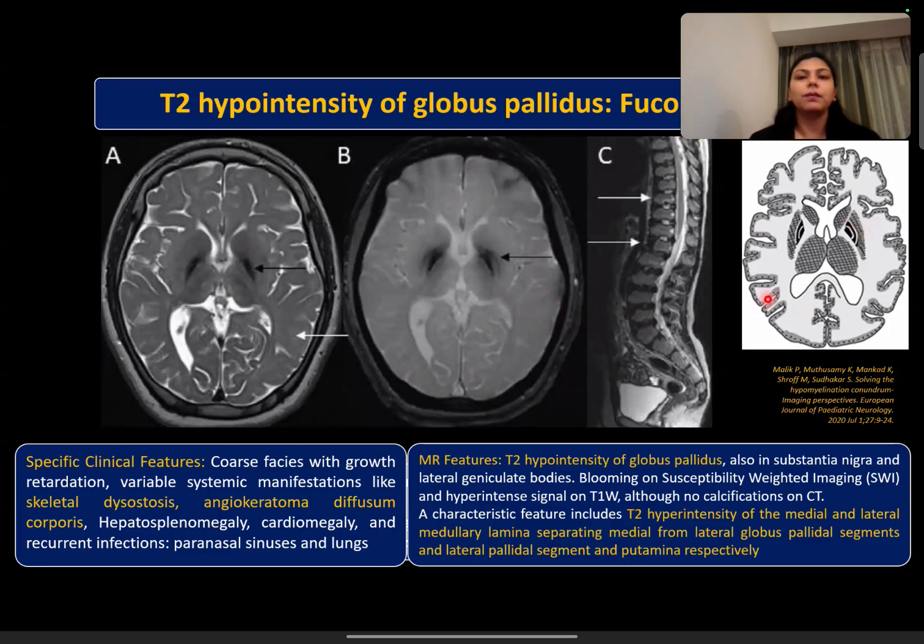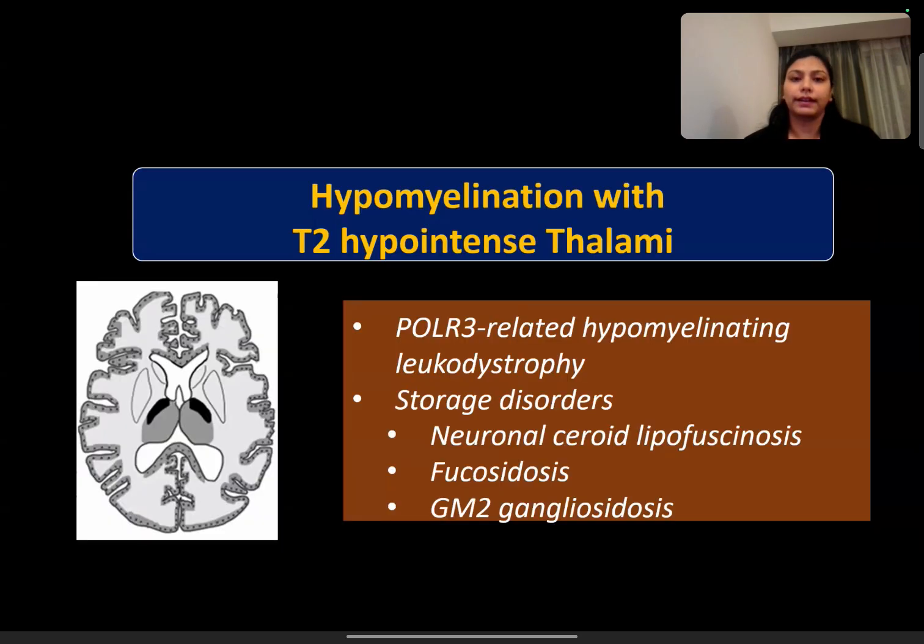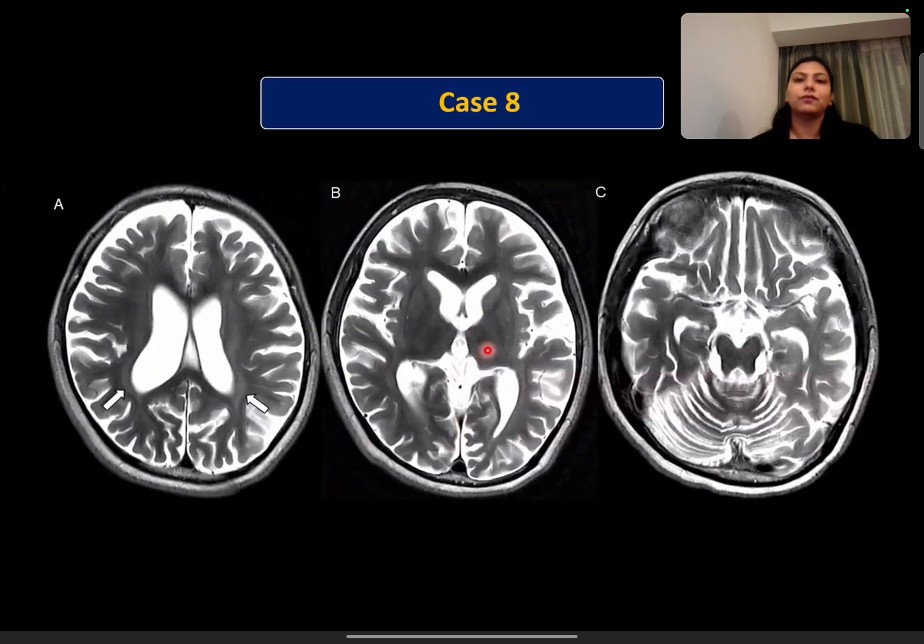So till now we have discussed the other pattern, which was hypomyelination with involvement of the basal ganglia. Now we saw many of the cases already in which there was presence of T2 hypointense thalami. So we saw in POLR3-related leukodystrophy, there may be hypointense signal of the ventrolateral thalami. Apart from that, storage disorders like fucosidosis we saw, GM2 gangliosidosis we saw, and now we'll see another case of neuronal ceroid lipofuscinosis. So this is a case of NCL. Actually, I wanted to ask the case, but I told the diagnosis.